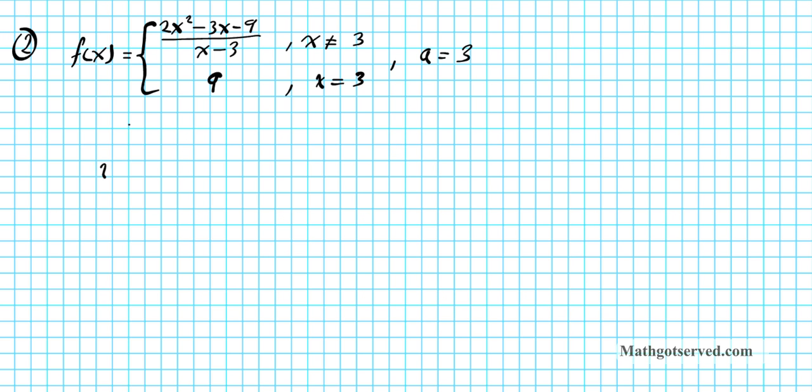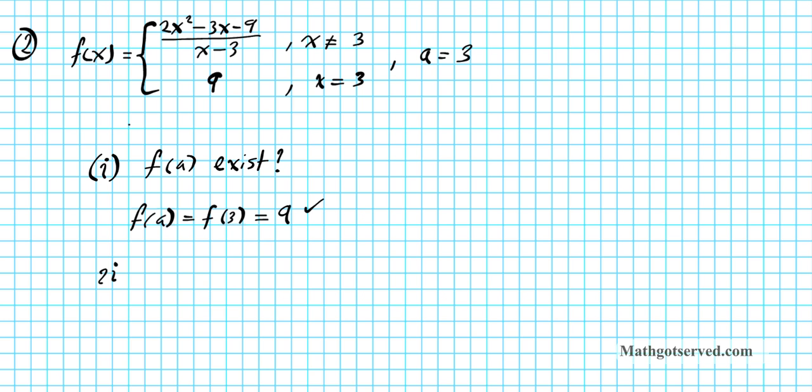Part number 1 is we'll have to show that f of a exists. So is that the case? Does f of a exist? f of a is basically f of 3. So what's the output when you input 3 into this function? When x is at the value of 3, the output value is 9. So f of 3 equals 9. That shows that f of a does exist. So this function passes test number 1.